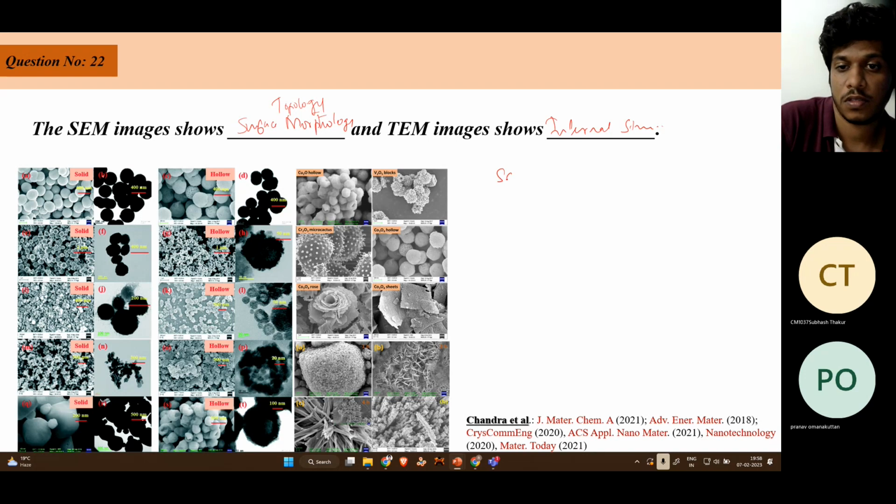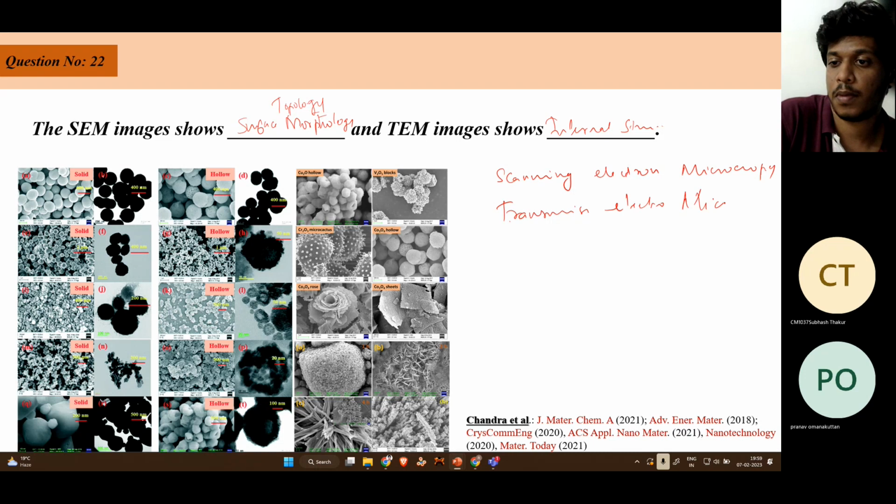So SEM stands for scanning electron microscopy, and TEM stands for transmission electron microscopy. So you can see from these figures, this corresponds to SEM images, and these are a few TEM images.